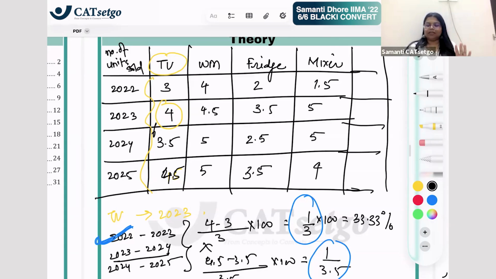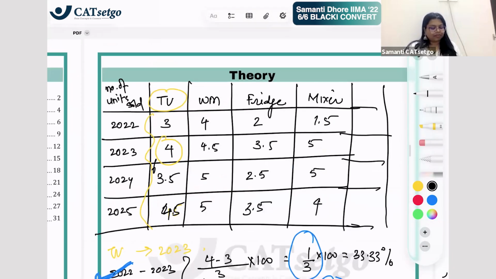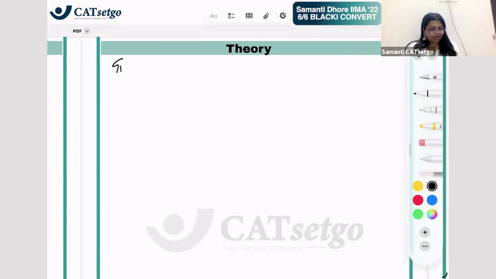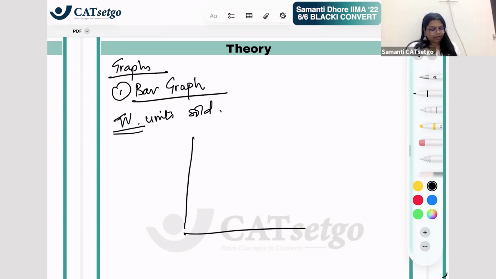Tabular data is where the table is given to you directly and you are supposed to look at it. Then, apart from tabular data, the second type of data is graphs. What sorts of graphs are there? Let's first talk about the bar graph. A bar graph represents every entity in the form of a bar. So let's say I want to plot the data for TV, the units sold. What I do is I put years here.